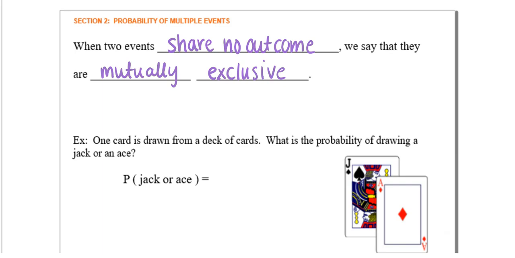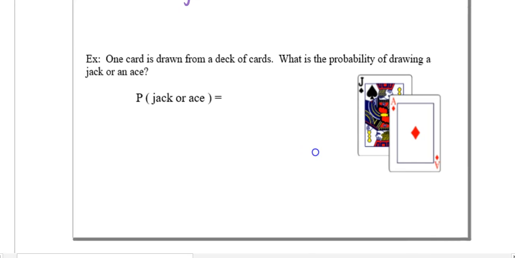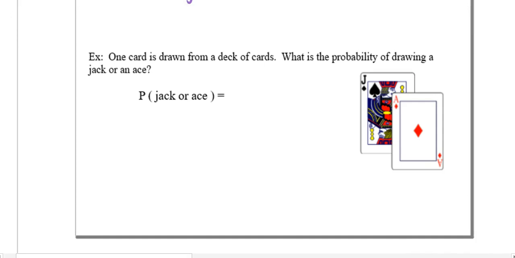So for example, if you have a deck of cards and you draw one card out, and we want to know the probability of a jack or an ace. Well, there's four jacks, so the probability of a jack would be 4 out of 52, plus there's four aces, which would also be 4 out of 52, for a total probability of 8 out of 52. So these are an example of mutually exclusive events because there is no card that is both a jack and an ace. It's either one or the other.